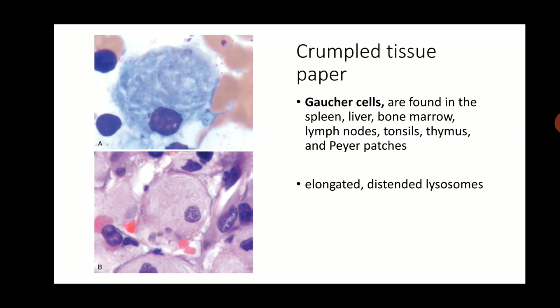In Niemann-Pick disease, you see large histiocytes. I have shown a picture of that. The neurons, even the RE cells, can show you foamy cytoplasm. It is different from this crumpled tissue paper appearance of the Gaucher cells. In Niemann-Pick, you see a foamy cell rather than a crumpled tissue paper like cell.